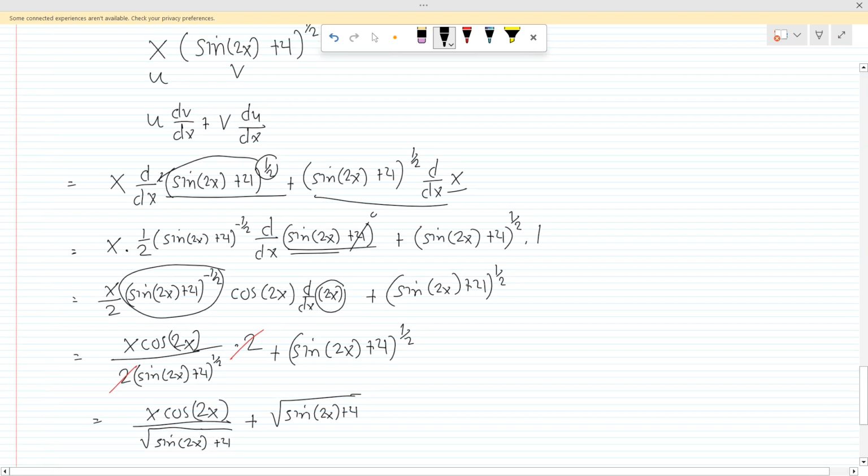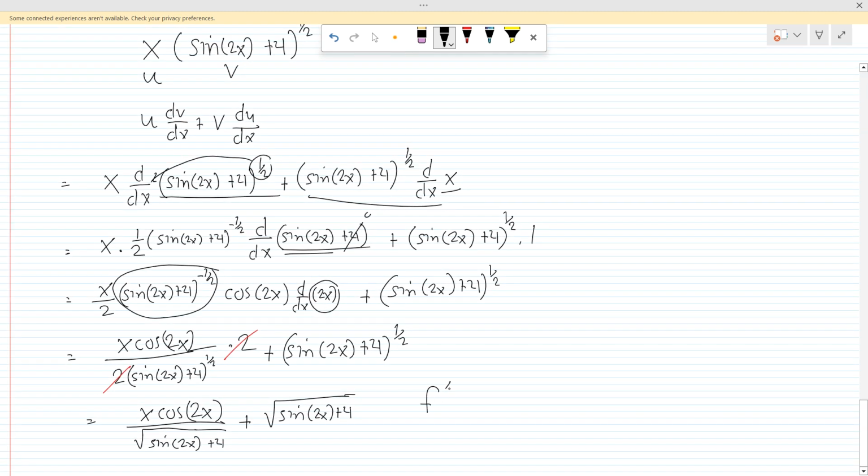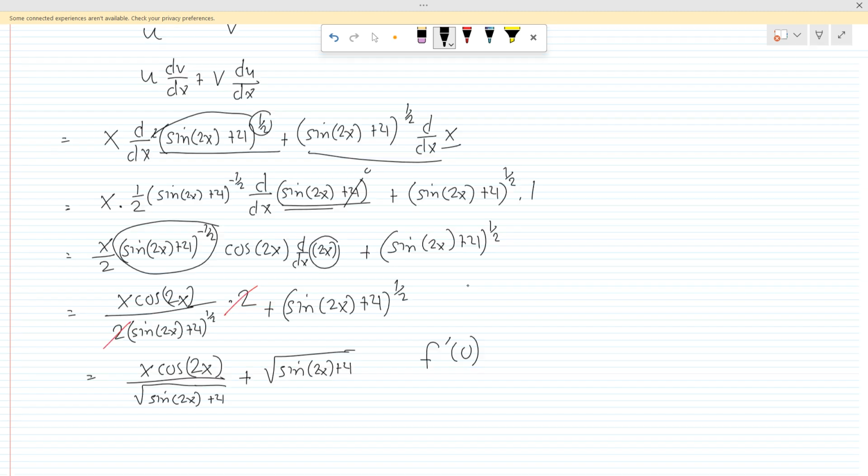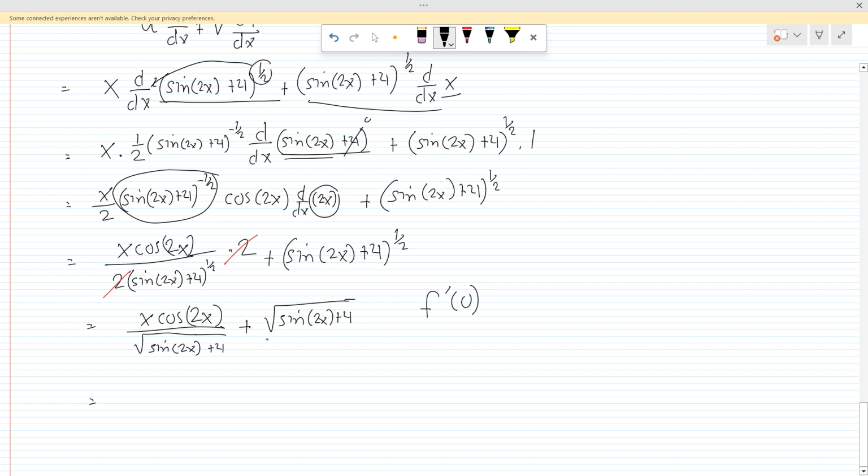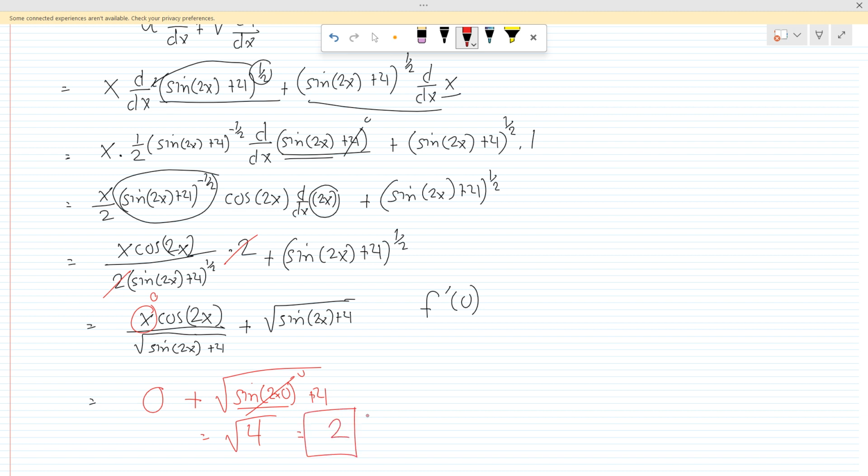So by the way, we are looking for the f prime of 0. So again, you are going to substitute all of the variables by 0. So if you substitute this one by 0, 0 divided by any value is what? 0 po. Okay, so 0. Meron ka na pong 0 dito plus the square root of sine of 2 times 0 plus 4. What is sine of 0? 0 po. So therefore, you have the square root of 4. And the square root of 4 is simply 2. So that would be our answer.